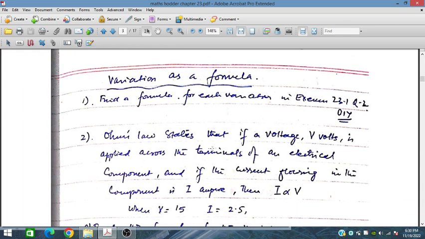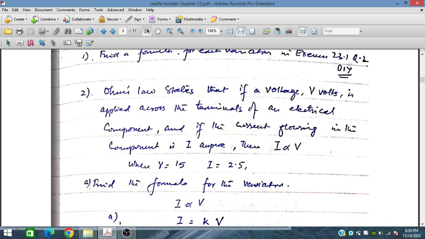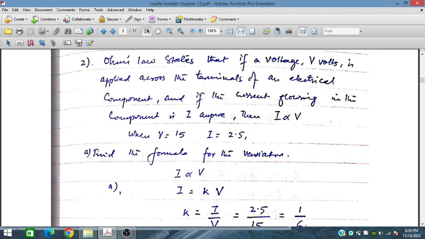Now variations as a formula. Find a formula for each variation in exercise 23.3. This is left as an assignment.